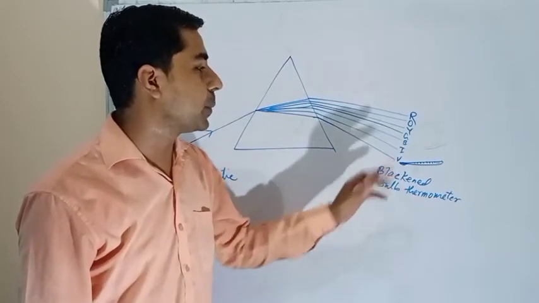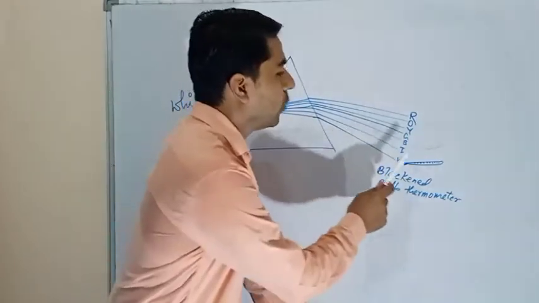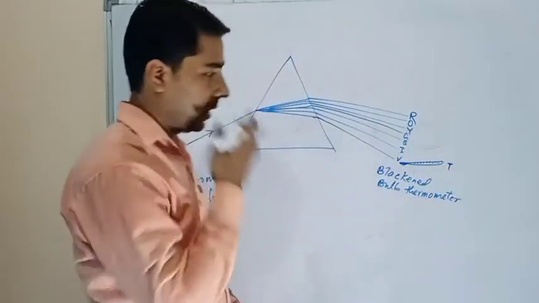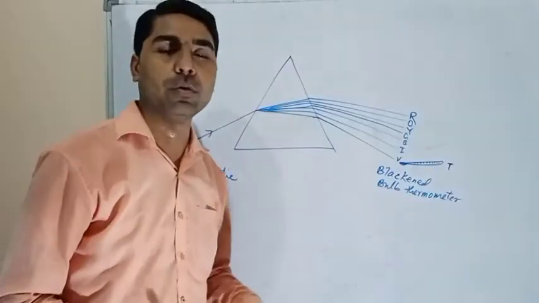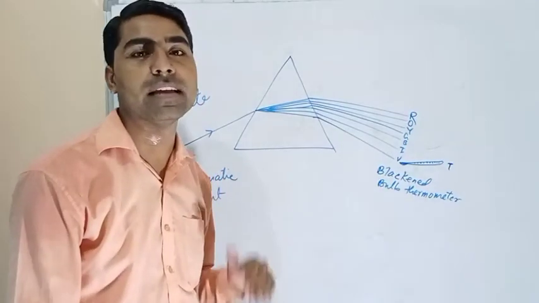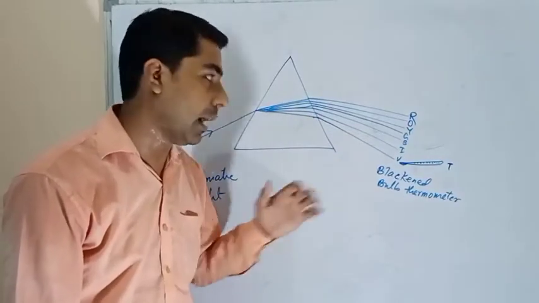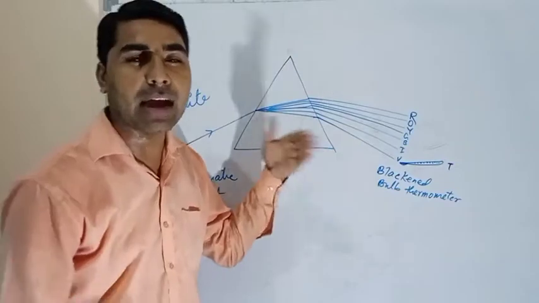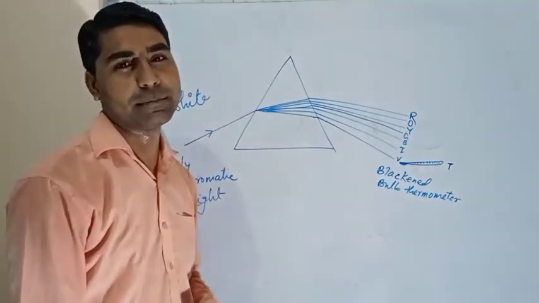So just place the thermometer at the violet color position. Whatever the temperature is, suppose this is temperature T, it is measured by this thermometer. Now shift the thermometer to indigo. William Herschel observed that there is an increase in the temperature. Then he moved after indigo to blue, then green, then yellow, then orange, then red. At every further color, he found that the temperature was increasing.